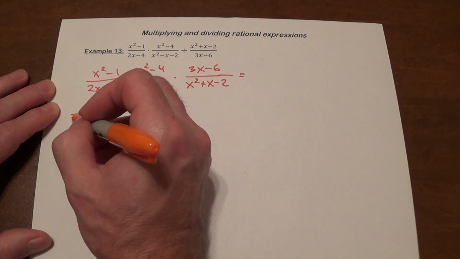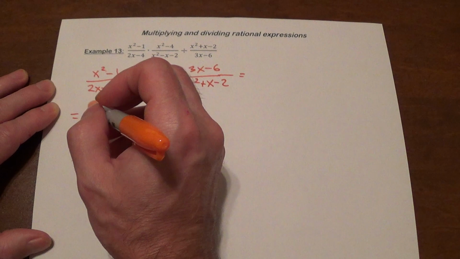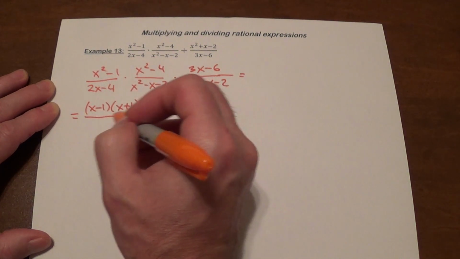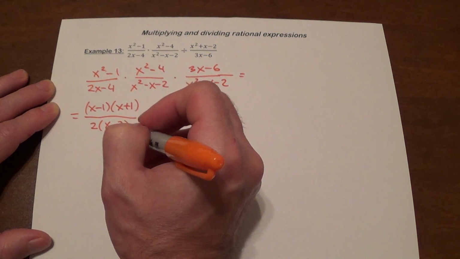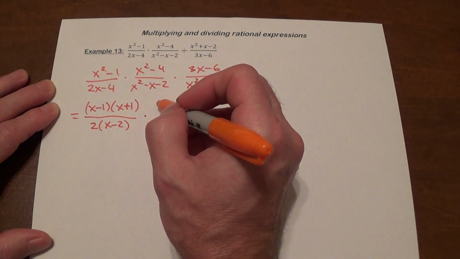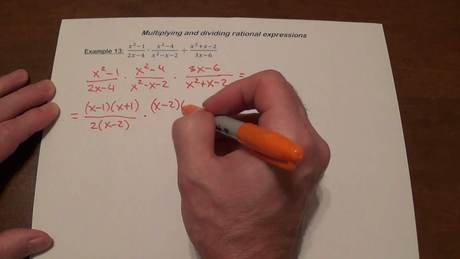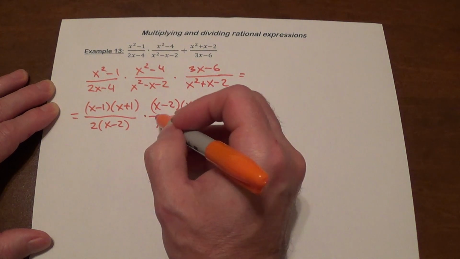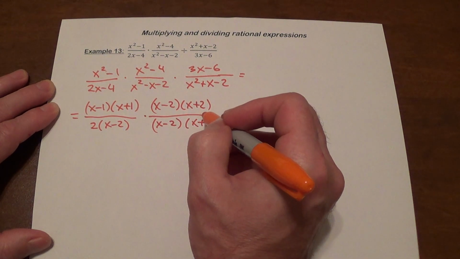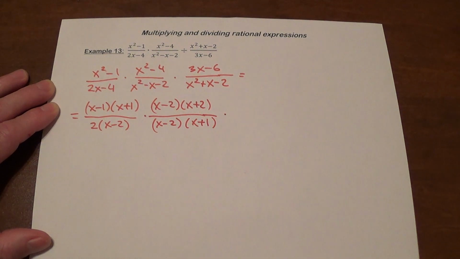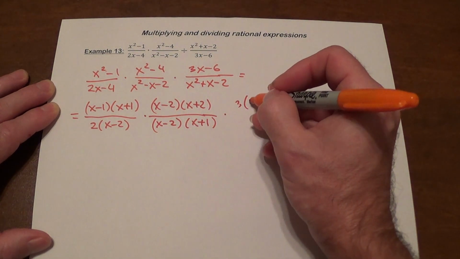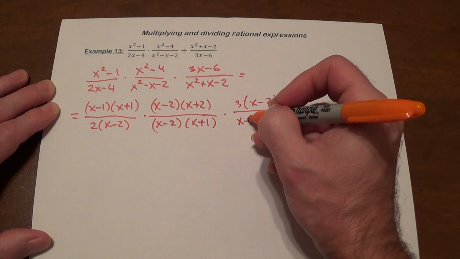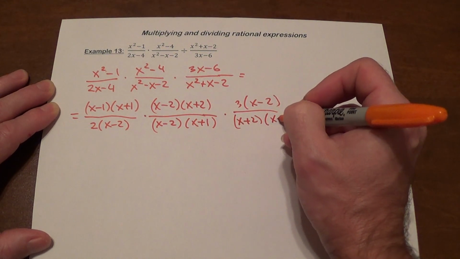Now we can go ahead and factor. So what do we have? Difference of squares, x minus 1 times x plus 1 over 2 times x minus 2. The next rational expression is x minus 2 times x plus 2 divided by x minus 2 times x plus 1 times, then we can factor out 3 here, which will leave you with x minus 2, and here we're going to have x plus 2 times x minus 1.